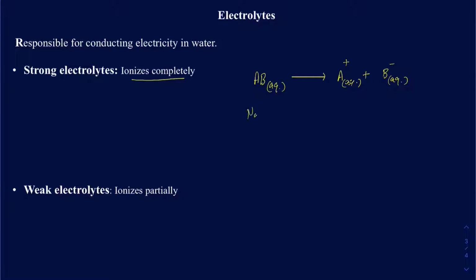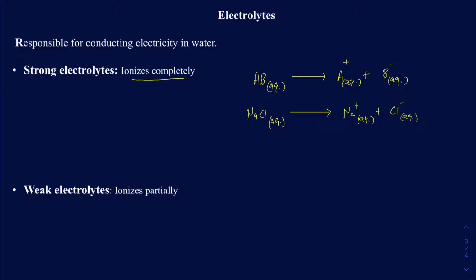So suppose you have NaCl. When you add NaCl in the water, what happens? It dissolves. And the reason why it dissolves is that it breaks into the ions. So it's going to break into Na plus aqueous and Cl minus aqueous. So it's a strong electrolyte because it completely ionizes into the ions when you put that in the water.